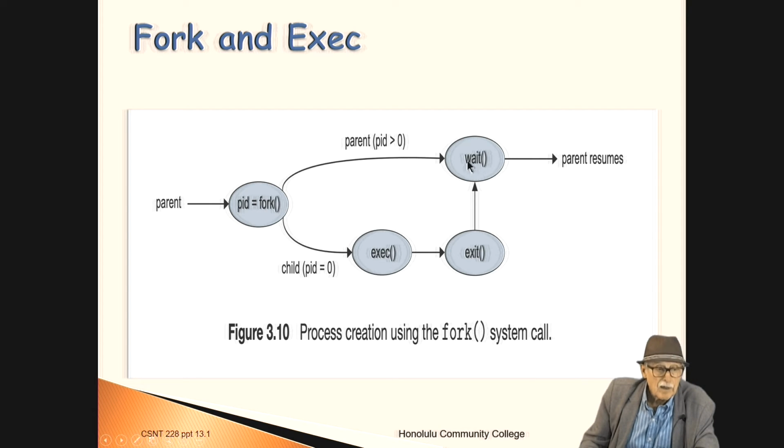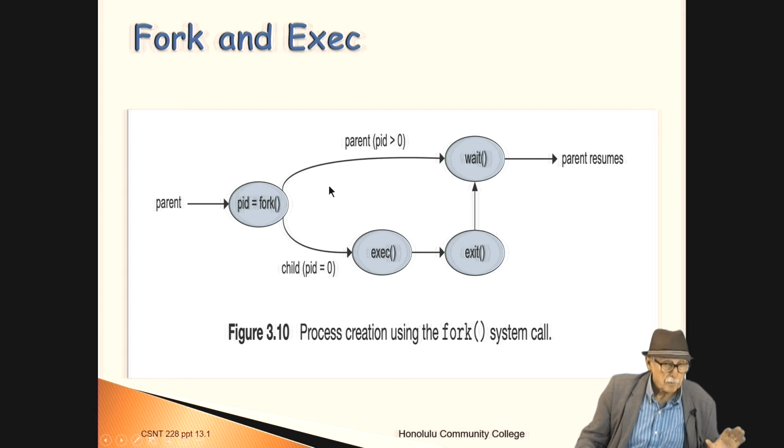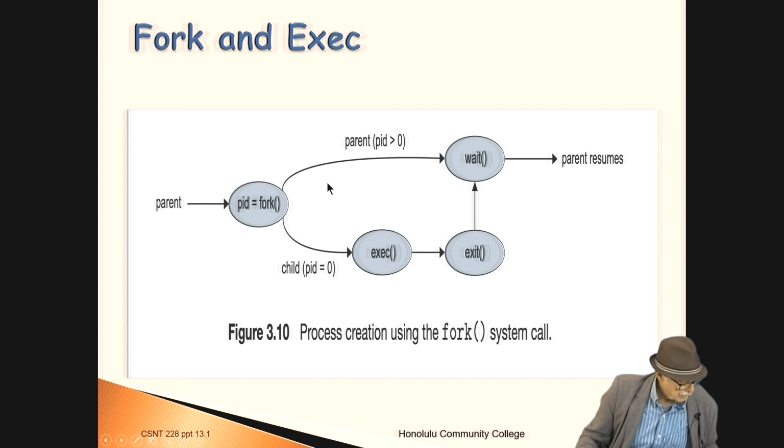And the parent, with that wait process, cleans up all the memory and essentially takes care of freeing up the memory that the child process has used. So it essentially cleans up, as they say, and then the parent process resumes again. So that's fork and exec. Now we can actually see that happen here. I think we can do that.